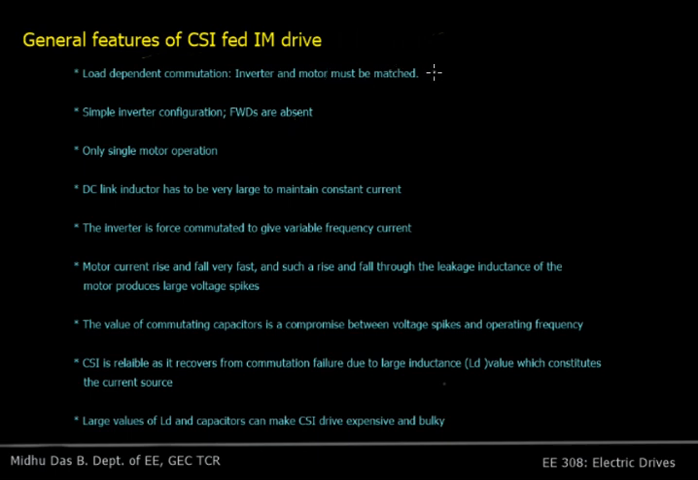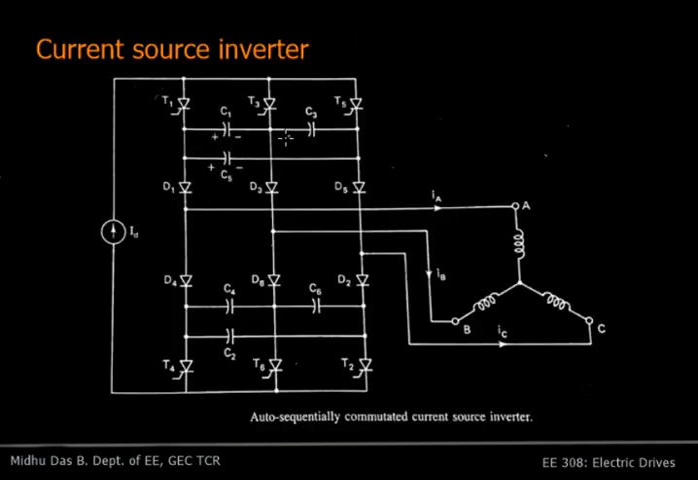motor must be matched. Then the inverter configuration is simple compared to the VSI, except for the commutation circuits, since freewheeling diodes are absent here. In this CSI, the current direction is in one direction only, that is, through T1 it will flow in this direction only. We are not discussing the reversal of current through a freewheeling diode.